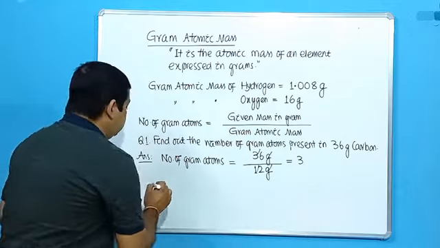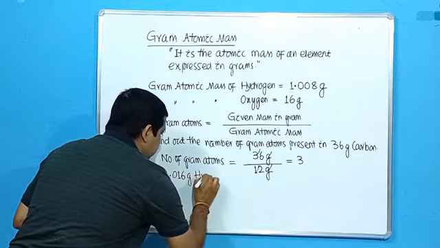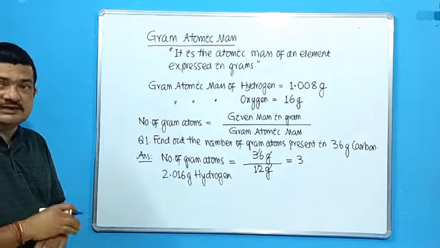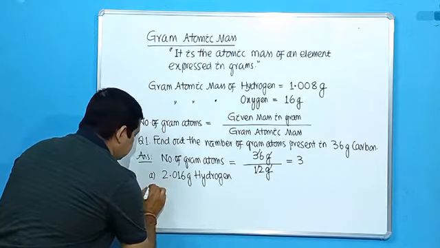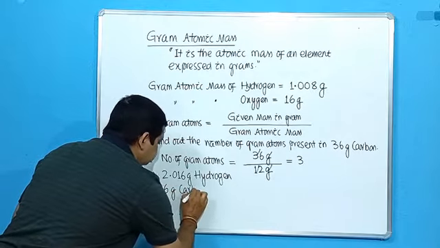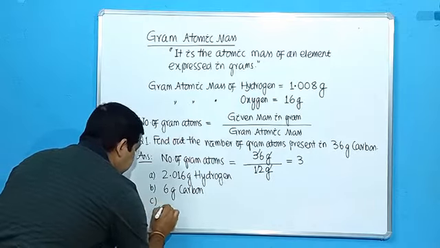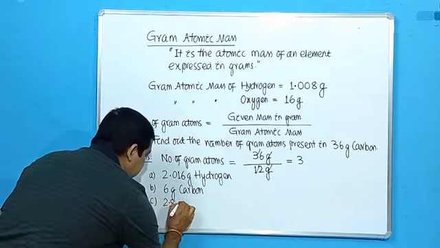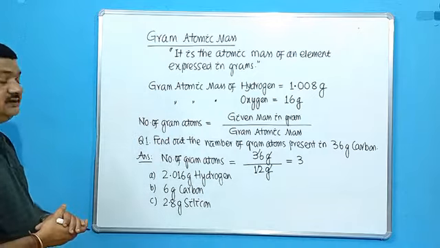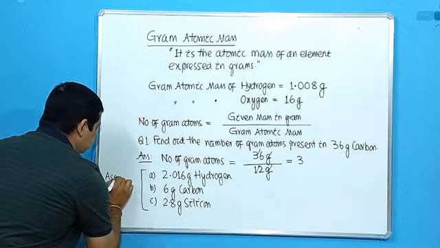Similarly, if you are given 2.016 gram hydrogen, how many gram atoms should be present in it? Solve it and send it to me. Similarly, if you are given 6 gram carbon, how many gram atoms of carbon will be there? Then suppose you are given 2.8 gram silicon, how many gram atoms of this will be present? Okay, so these three are being given as assignment.